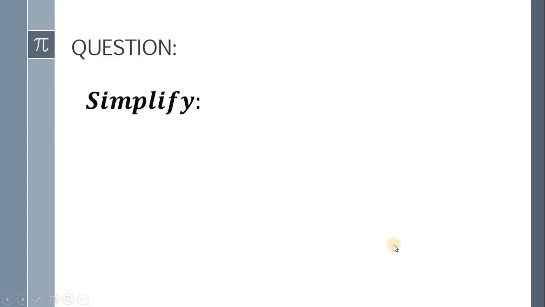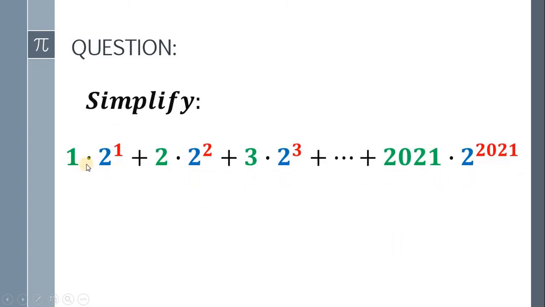Here's the question. Simplify. We have 1 multiplied by 2 raised to the first power plus 2 multiplied by 2 raised to the second power plus 3 multiplied by 2 raised to the third power and so on and so forth until we reach 2021 multiplied by 2 raised to 2021. Now, if you want to try this problem, just pause this video, and if you're ready, here's the solution.